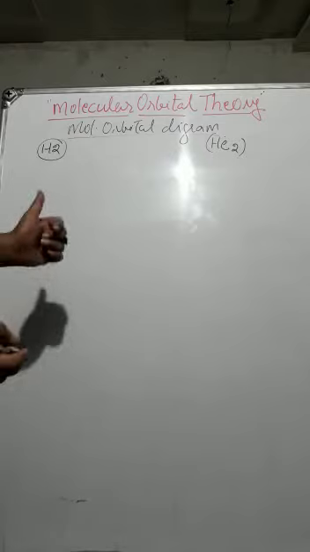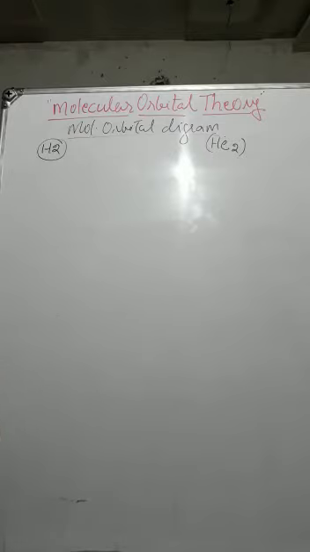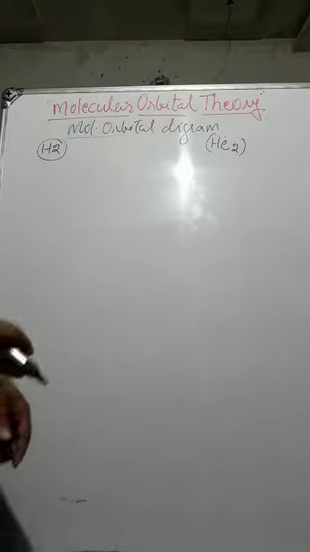Students, with the help of it, we can find how many covalent bonds will be present in a particular molecule. Second, whether the molecule formation is possible or not possible, that is, whether its existence is possible or not. And the third one is it also explains the magnetic property and relative stability, that is stability as compared to other molecules. So there is a lot of significance of molecular orbital theory.